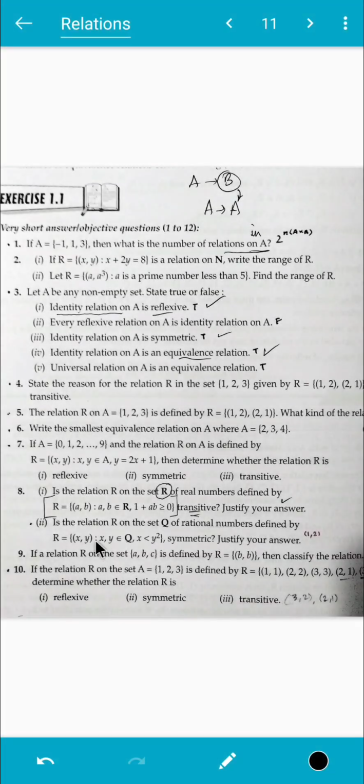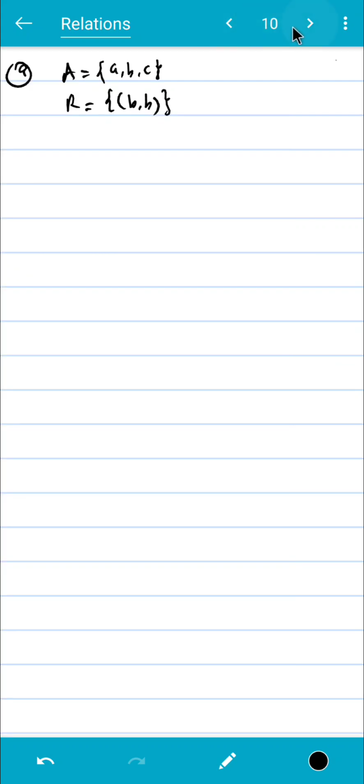Question number 9. If relation R on the set {A, B, C} is defined by R = {(B, B)}, then classify the relation. So we need to say whether the relation is reflexive, symmetric, or transitive. So let's see, A = {A, B, C}, R = {(B, B)}. So there's only one element. Let's check for reflexivity. I think this one is simple.